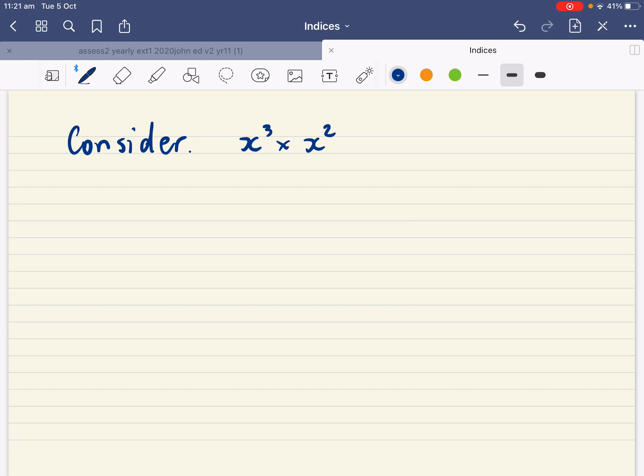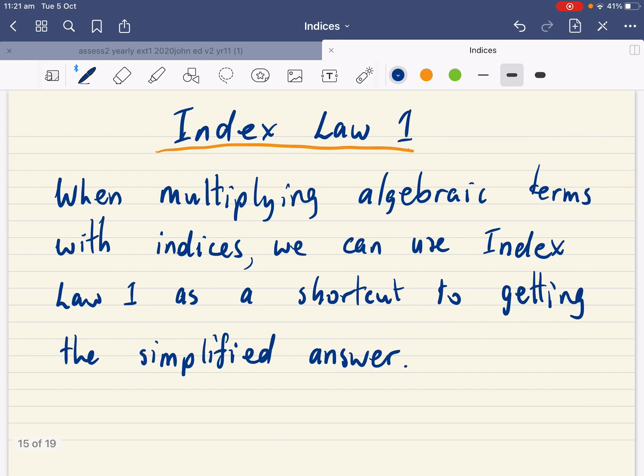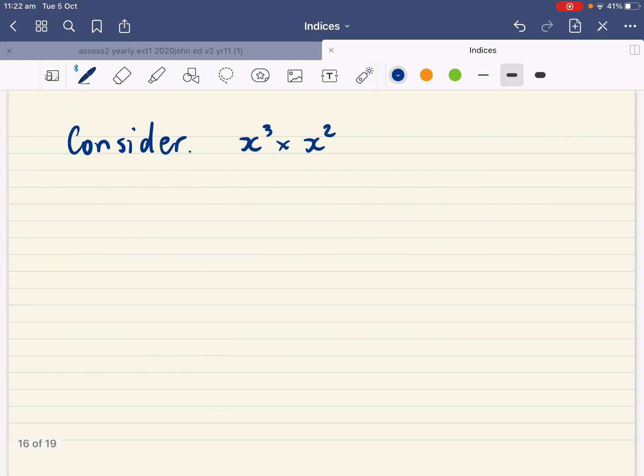All right, so what does it say? When multiplying algebraic terms with indices, we can use Index Law 1 as a shortcut to getting the simplified answer. So that's all it really does. And to illustrate this point, I want you to consider this. Yes, I'm going to get you to copy this into your book as well, but I might get you to wait until after we've done it. So maybe just really watch and focus on what I'm about to do. At the end, I'll get you to pause it and you can copy in what we've done.